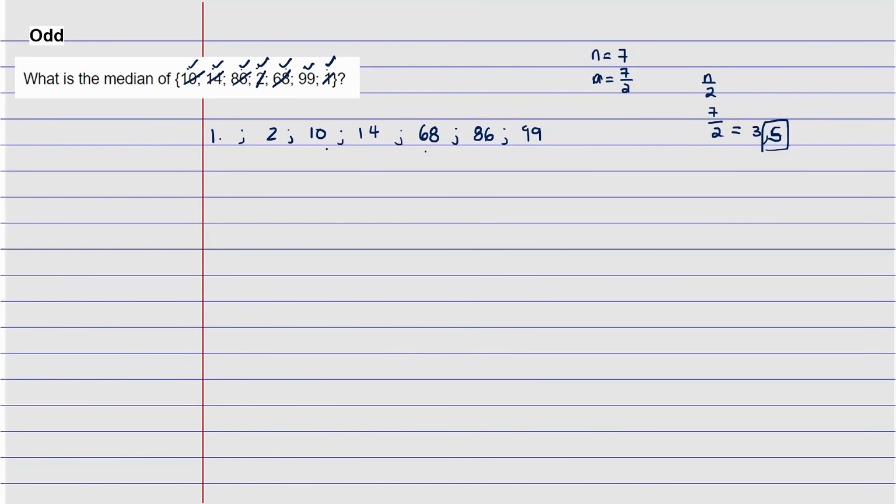So let's do that. It's going to be 1, 2, 3, right? Then 1, 2, 3. Do you see that this is your middle term? So your median is equal to what? It's equal to 14, right? So that's how you will do it.